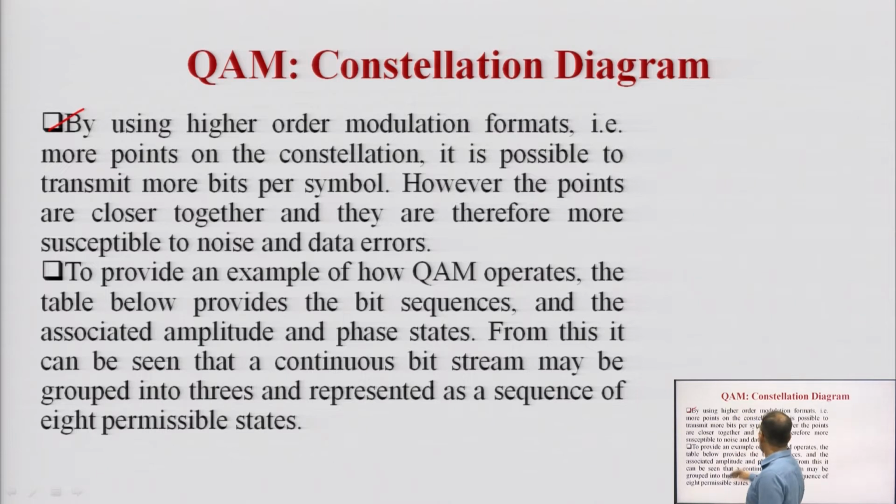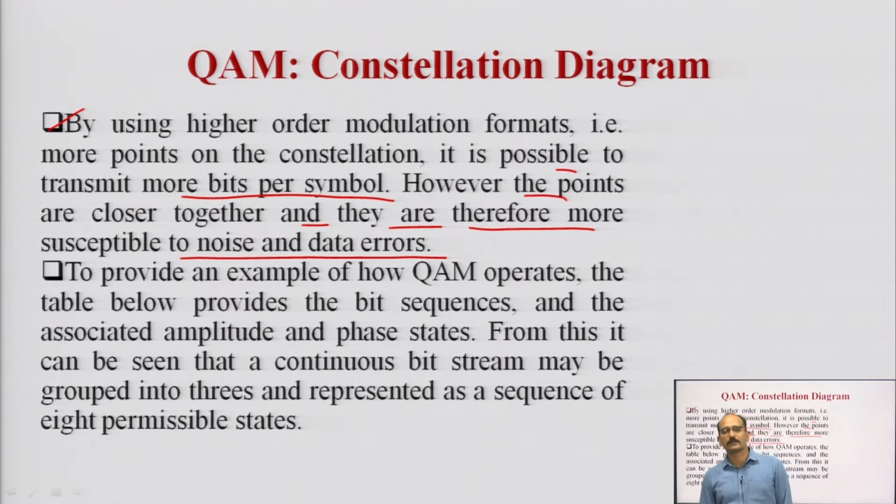Also, it is possible to transmit more bits per symbol, meaning you can increase the bits per symbol. But the points are closer together and are therefore more susceptible to noise and data errors, because you are making the symbols by combining more and more bits. So, there is a chance of noise and data errors. Also, to provide how a QAM operates, the next step is the associated amplitude and phase states we are going to consider.